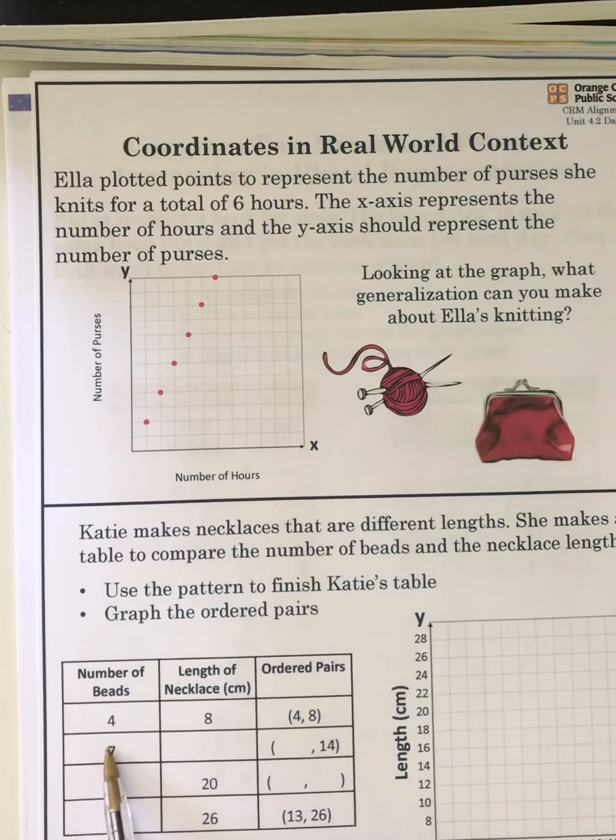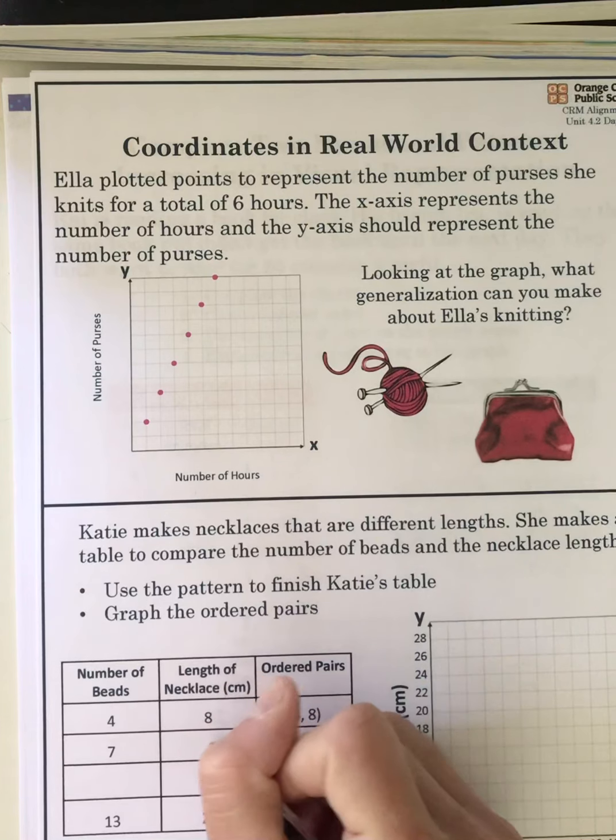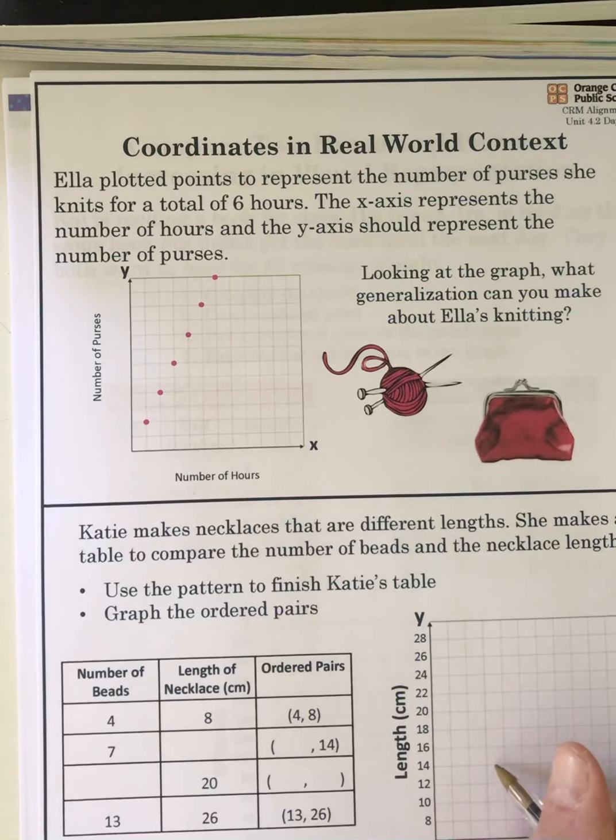So if I have 7 and my ordered pair is 14, I would put 14 here and I would graph 7, 14. Now I notice 4 times 2 is 8, 7 times 2 is 14, 13 times 2 is 26. So what times 2 equals 20? I know that's 10. So if I put a 10 on the x-axis, I go up to 20 and mark that. That would be 10, 20, and it would go right here.